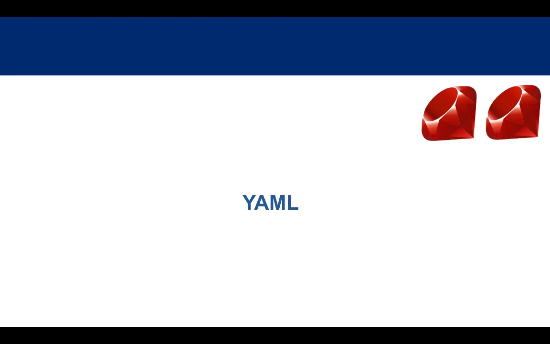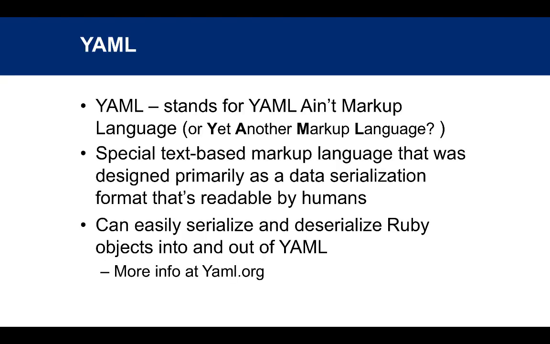Let's talk about YAML. YAML is not necessarily a Ruby thing, but it's something that's used by Ruby developers a lot when writing Ruby programs. And as we're going to see, Rails also uses YAML. So what is YAML? YAML stands for YAML Ain't a Markup Language, or it stands for Yet Another Markup Language. But basically, it's a markup language.